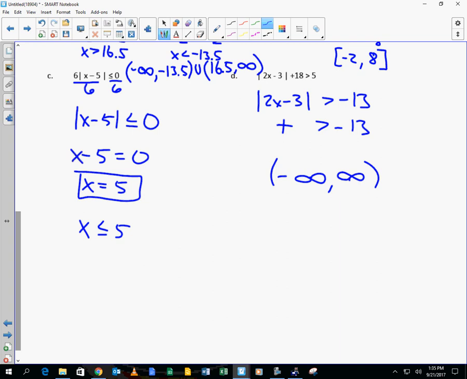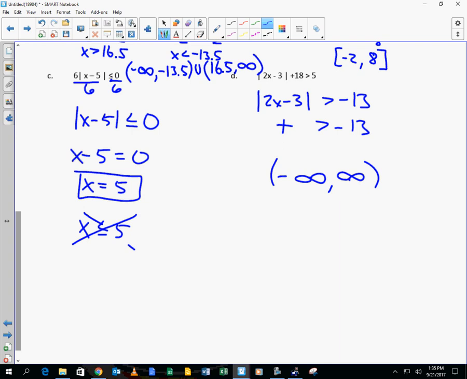Because we knew there would be one solution. It will never be less than zero. It can only be equal to zero. No. Sorry, this was Liz's question. She said, why isn't it x less than or equal to 5? This is our answer. Sorry.